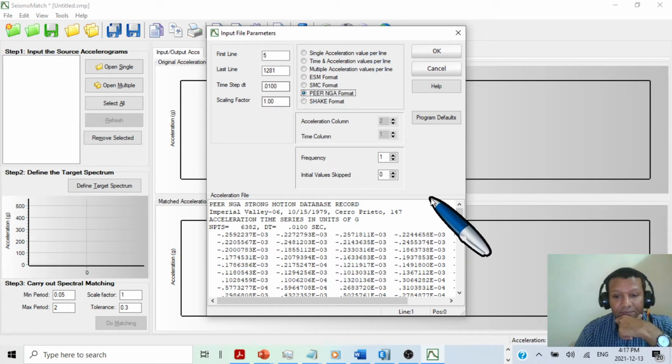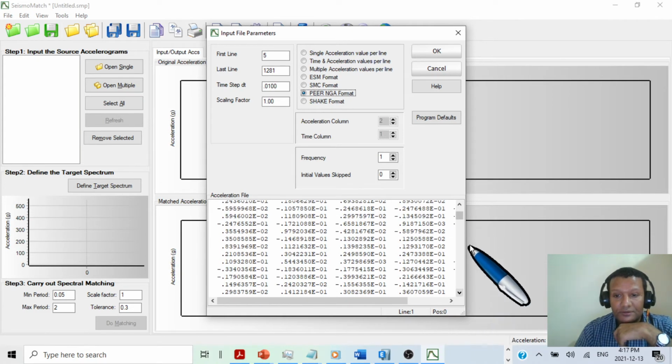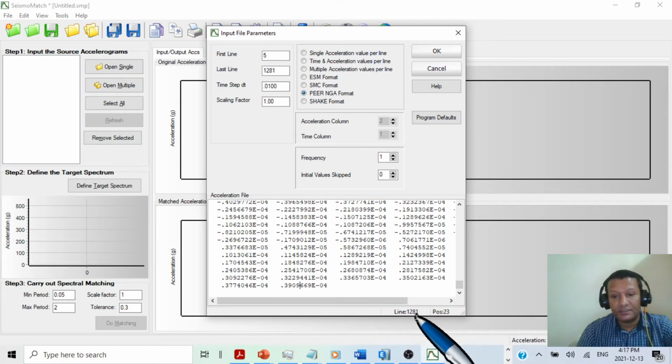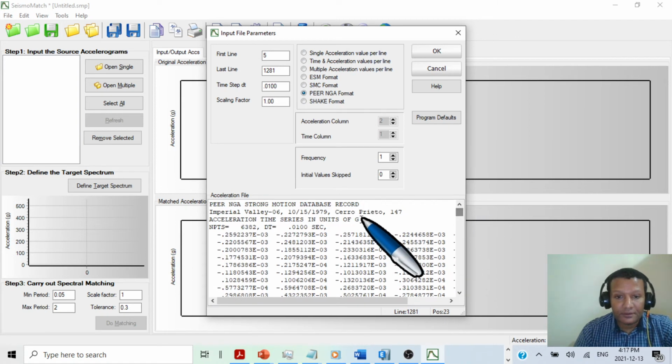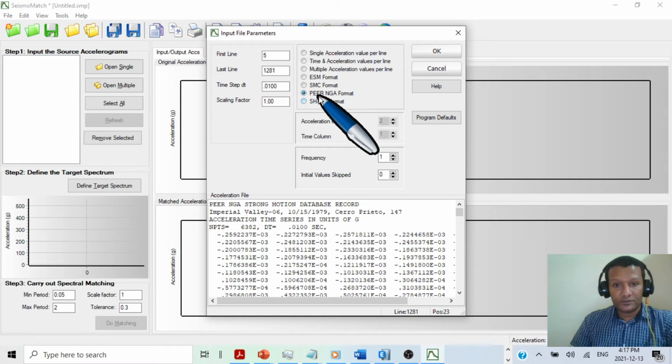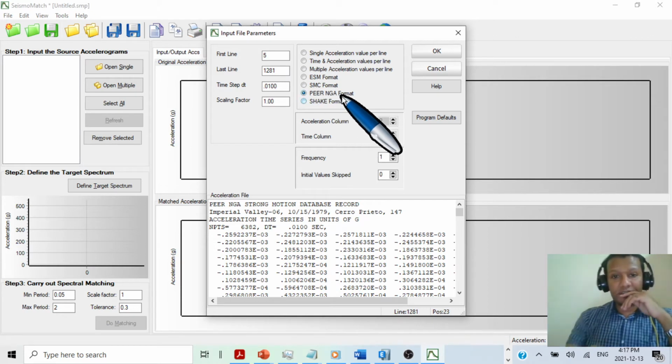Last line, if you go down, 1281, this is the last line. Time step, the time step is 0.01. Scaling factor is 1. Frequency, this initial value, let's use default. So PEER ground motion, this is the format.